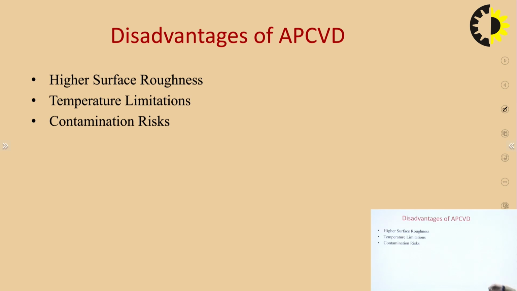The disadvantage of APCVD is it has higher surface roughness. Sometimes it provides some roughness, so this is the disadvantage of APCVD. Also the temperature limitations are there. It may be suitable for atmospheric pressure, but temperature we have to take care of in this particular system. And contamination risk is also there, as there is no vacuum chamber, so there may be chances of contamination.